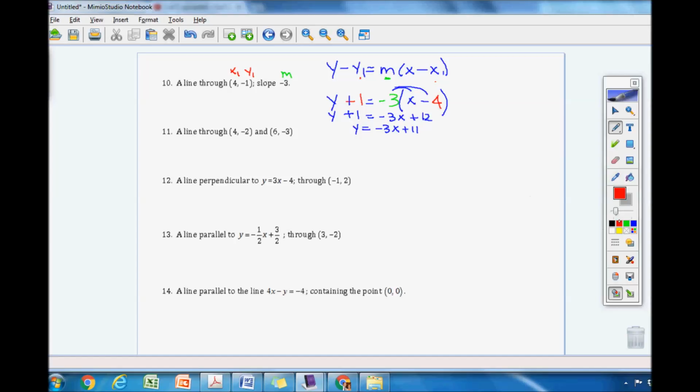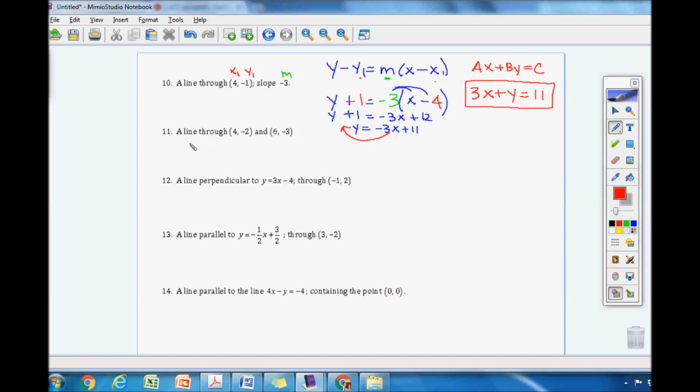And then to put this into standard form, which is ax plus by equals c, I'm going to just move this on over, and it becomes positive. So I have 3x plus y equals 11. And there's my final answer.